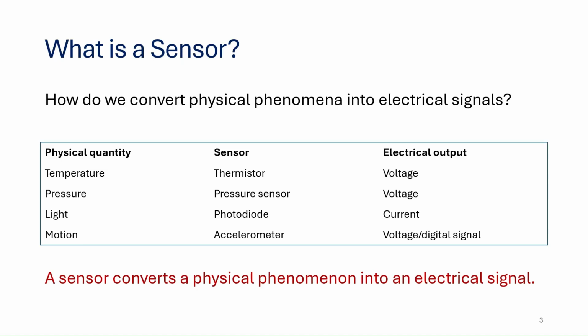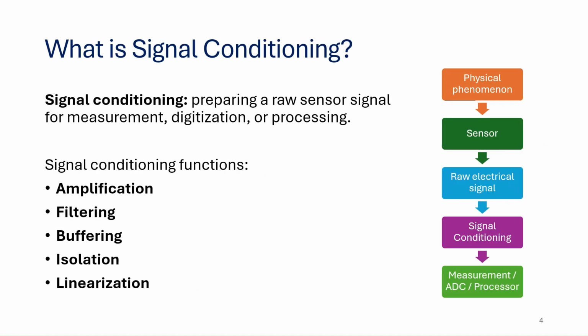However, generating an electrical signal is only the first step. In many practical systems, the sensor output cannot be measured or processed directly, which creates the need for signal conditioning. So in practice, the raw signal produced by a sensor is often not immediately suitable for measurement or processing.